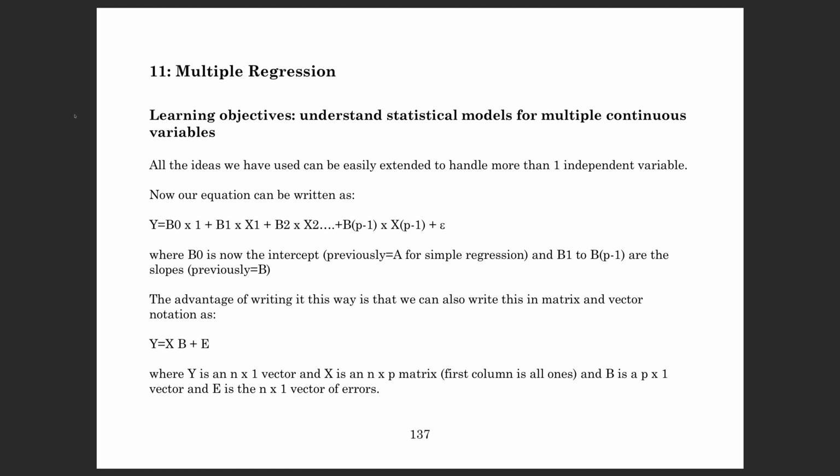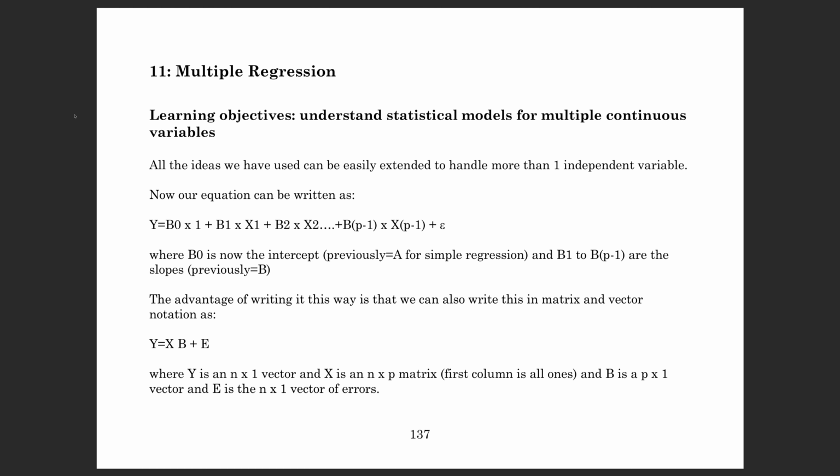So why would we want to write it this way? Well, one of the reasons for writing it this way is that if we use matrix and vector notation, then we can write this in a very simple way. So for those of you who don't know matrix and vector notation, you can just ignore this section. But a matrix generally means a table of numbers.